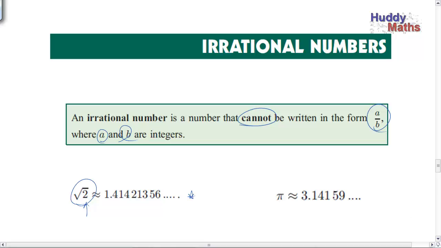And pi, you've seen this before, I hope you have. The circumference of a circle is pi times the diameter, or you could say pi is the ratio of any circle's circumference to its diameter. And that keeps going on and on. It doesn't stop, and it does not recur. It just generates more and more figures there. Okay, so they're examples of irrational numbers. Can't be written as ratios. This is important in your maths career later on to understand the difference between these two.